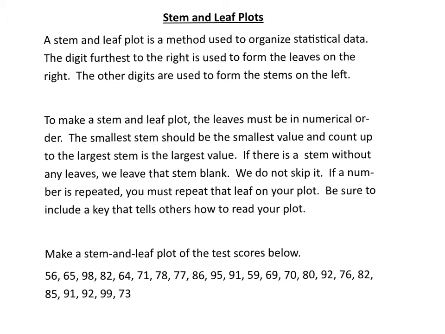The digit furthest to the right is used to form the leaves. You want to say it's the ones digit, but you can make a stem and leaf plot with decimals. So that's why we don't say it's the ones digit, but the majority of the time it is going to be the ones digit. The other digits are used to form the stems on the left.